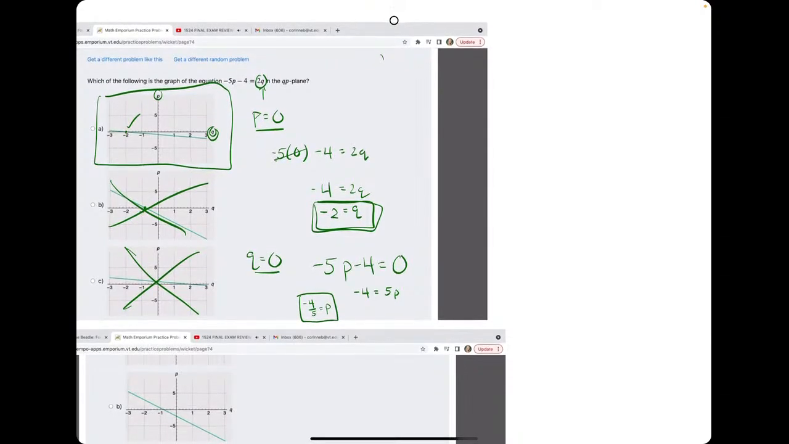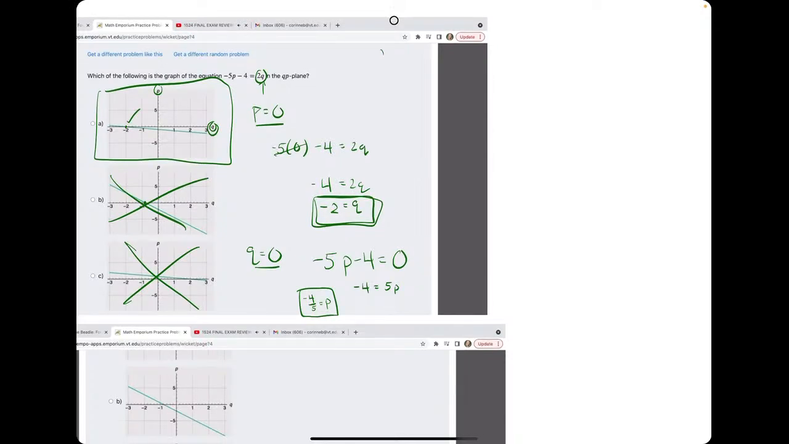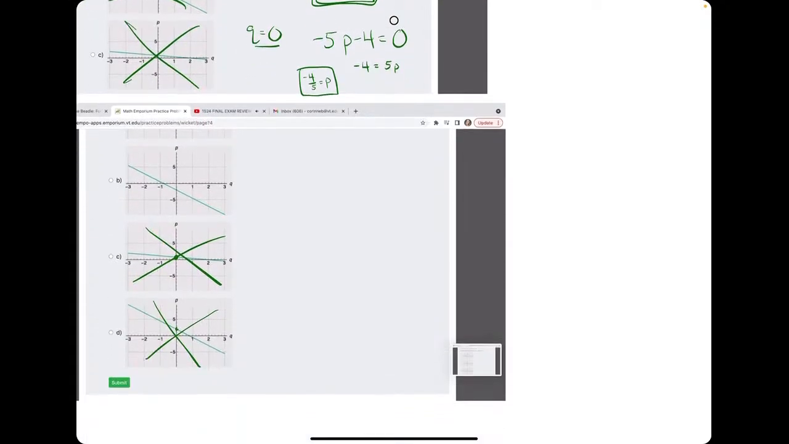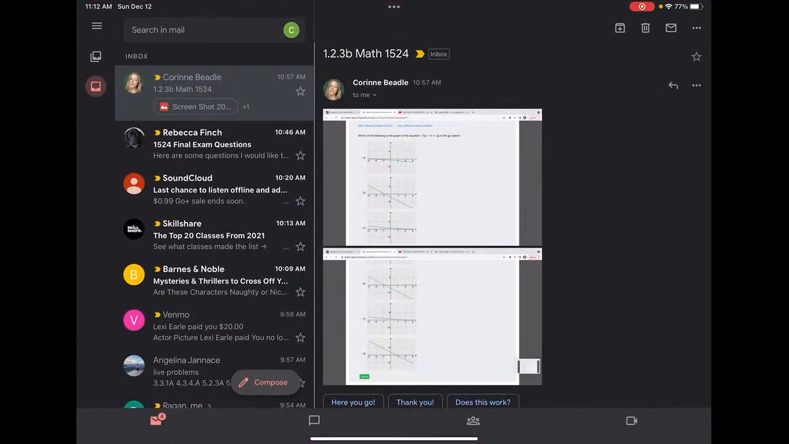So plug in 0 for p, find the q. Plug in 0 for q, find the p. And that tells us our intercepts on each axis. All right. Awesome work. Thank you again for sending me that.